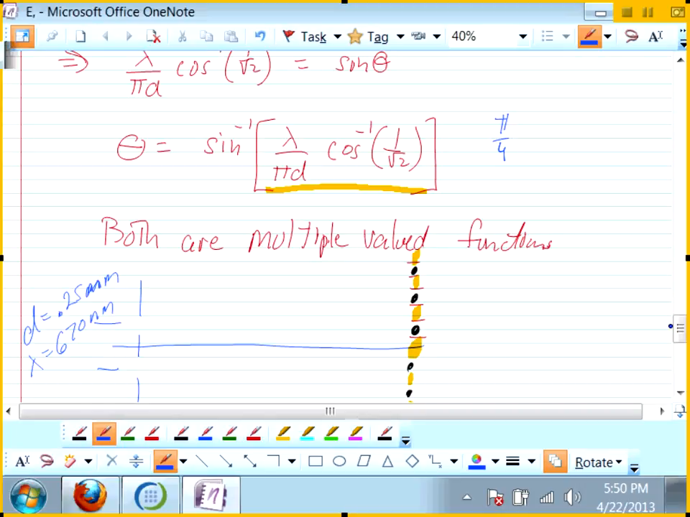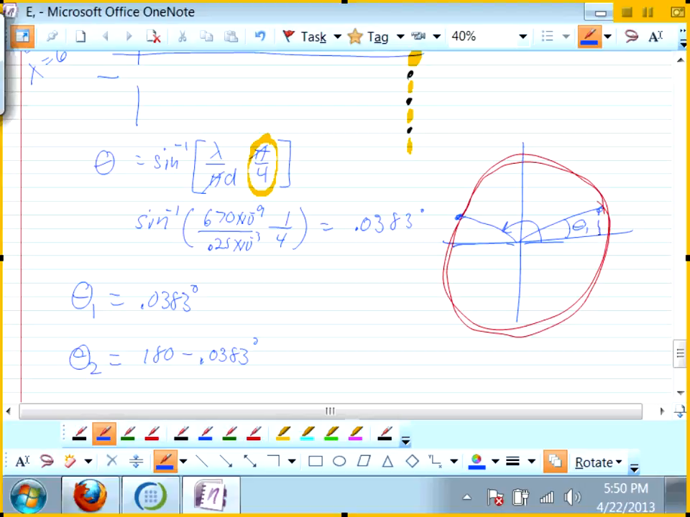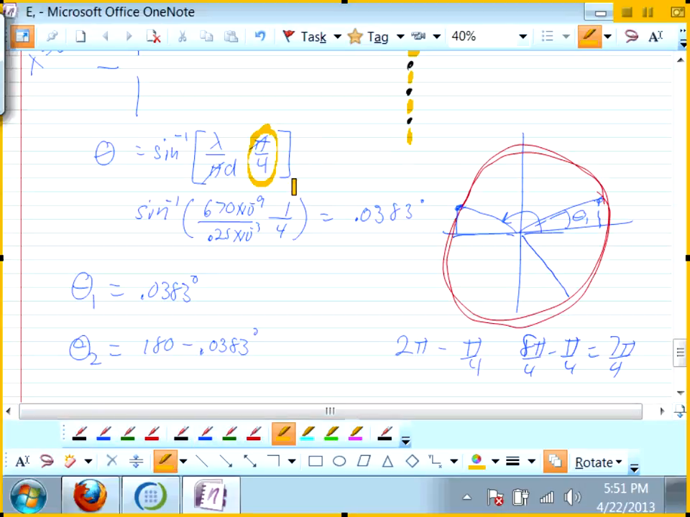Remember, on your unit circle, the cosine values are on the horizontal and the sine values are on the vertical. So if this was pi over 4, the other one is down here. What angle is that? 2 pi minus pi over 4, which is 8 pi over 4 minus pi over 4, 7 pi over 4. So we can get another one of these angles. Instead of putting that in, we can put in that, and you can generate more of these angles.